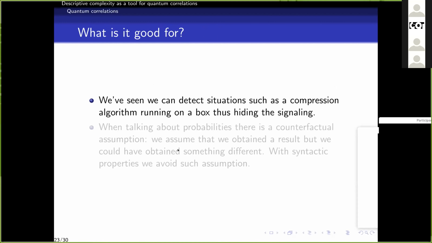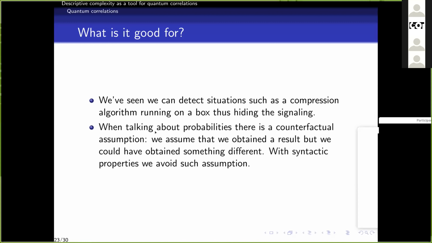So what is it good for to define these notions based on strings and on Kolmogorov complexity? First, we've seen that we can detect situations such as one box compressing the other box's input or stuff like that, which these notions, when we just looked at the relative frequencies in order to approximate the probability, were hidden in there.